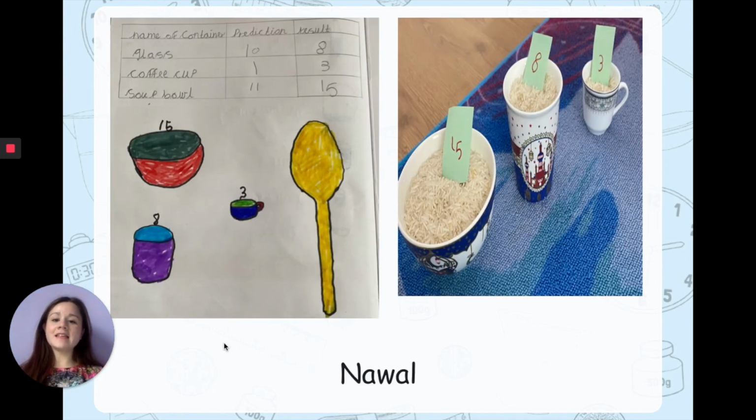And here is some amazing work that I received yesterday from Noelle. Noelle has been working so hard to learn all of the new vocabulary for our capacity work in maths. And here are her containers. So 3 spoons of rice, 8 spoons and 15. And then her beautiful handwriting. Well done, Noelle. I can see that you're working so hard.